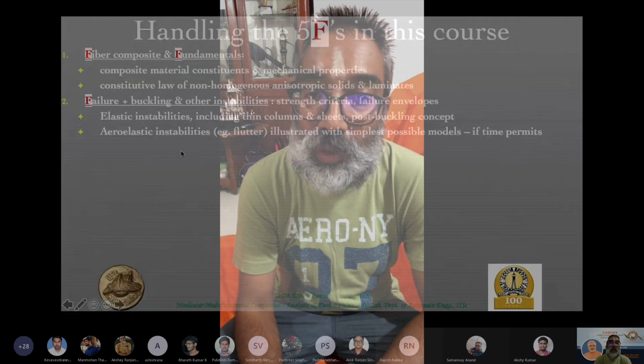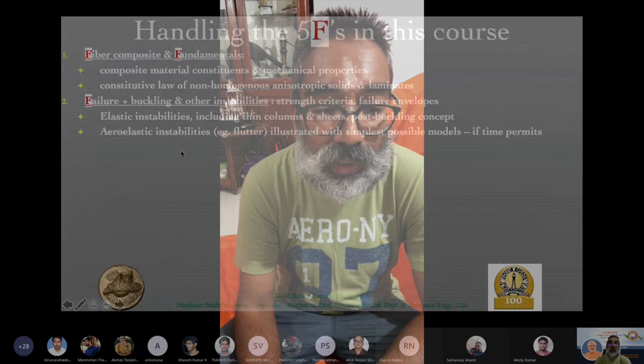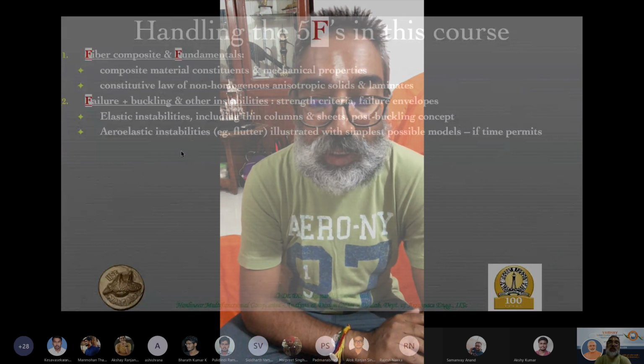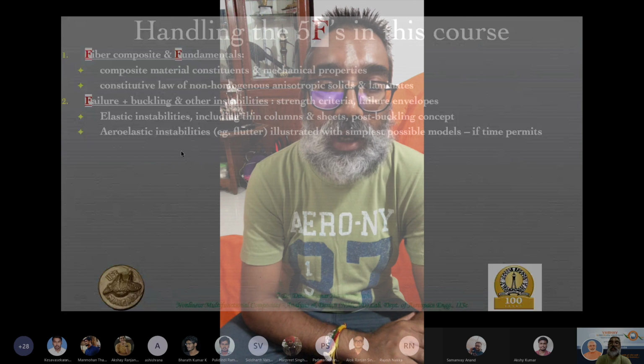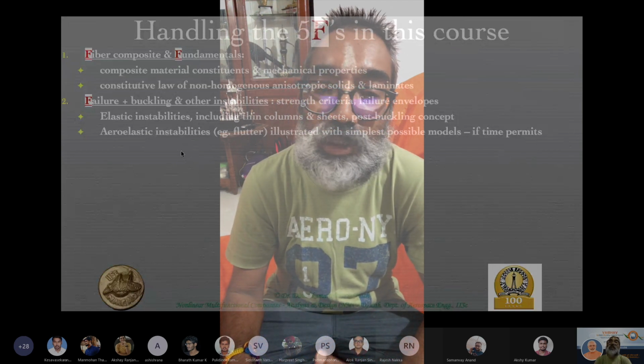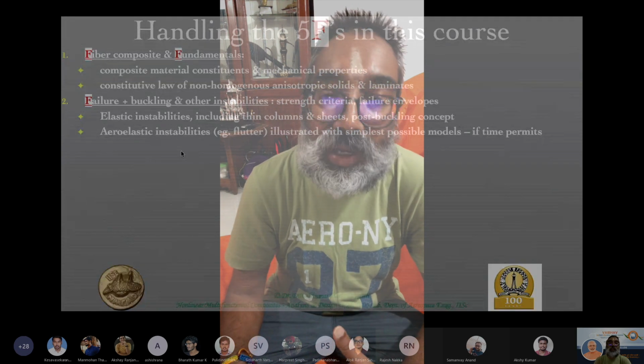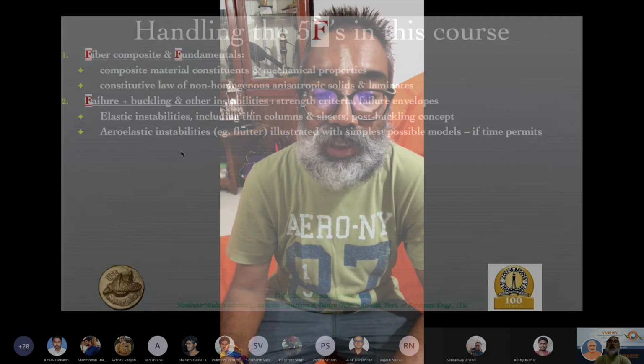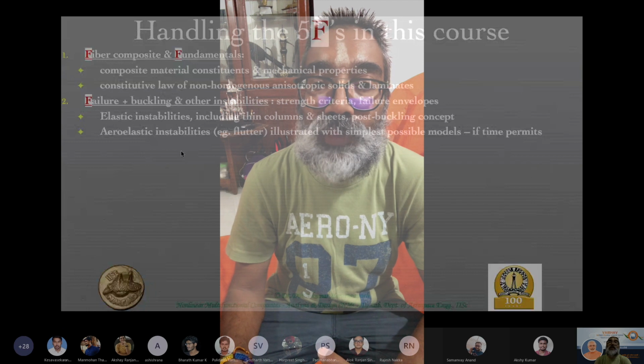The other things that we'll be looking at as part of failure and buckling are the elastic instabilities, including thin columns and sheets. You are familiar with the Euler buckling, for example, pi squared EI by L squared for simply supported columns. So we'll try to extend that to some extent in thin columns, where the EI has a certain way of being defined.